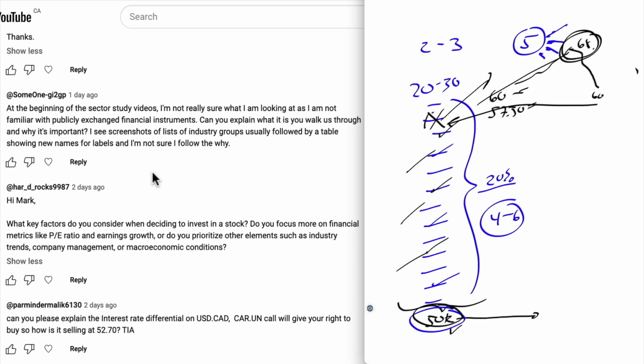I see screenshots of lists of industry groups, usually followed by a table showing new names for labels, and I'm not sure I follow the why. So you have GICS, which just gives you, every company has a code that tells you what sub-industry it's in. But the GICS classification system does change from year to year. So when you're looking at that screen of what the new names will be, that's because when I did the video, the change in GICS was still going to take effect.